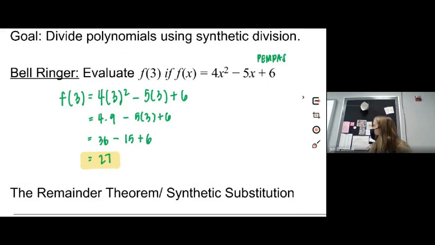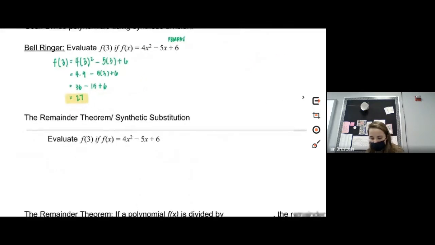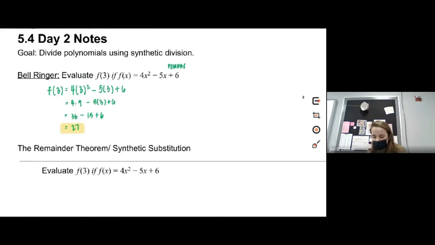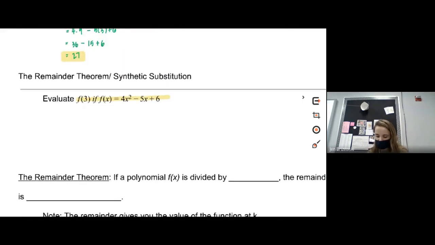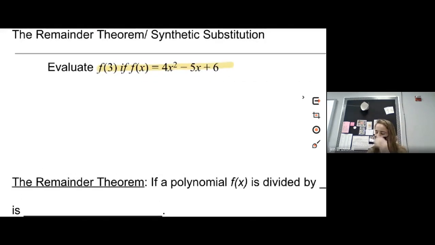Okay, so there's a reason why we did this, and it'll become clear to you in a minute. We're going to talk about this thing called the remainder theorem or synthetic substitution. So notice that this problem and this problem are the same. These two problems are the same, but the way that we're going to solve them is different. I'm going to show you first how to do this.